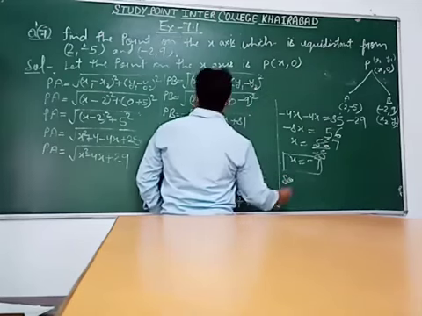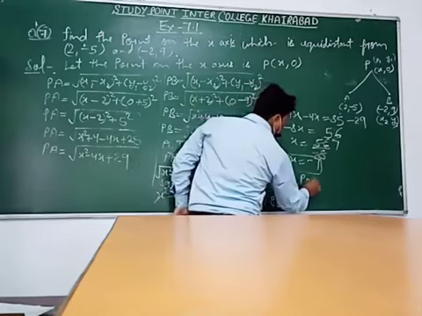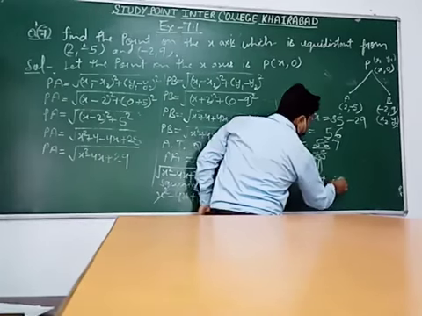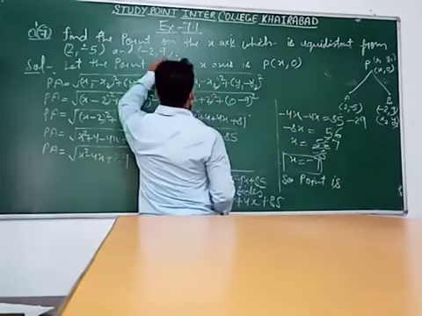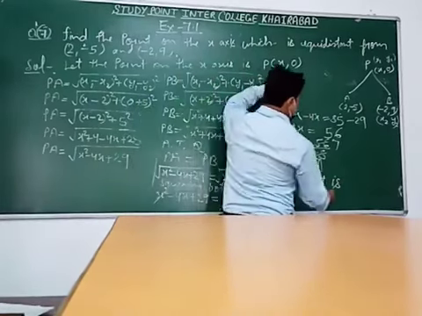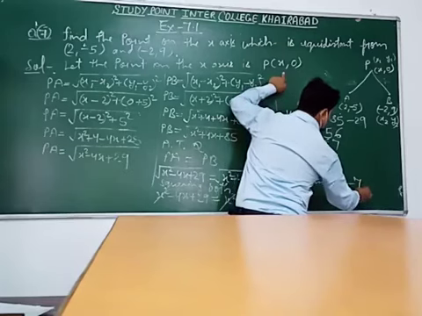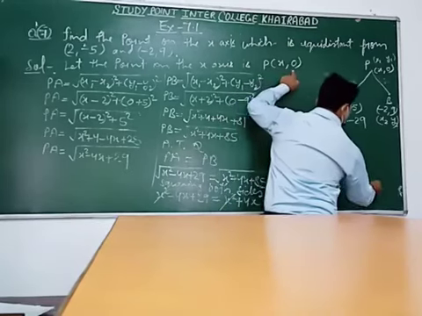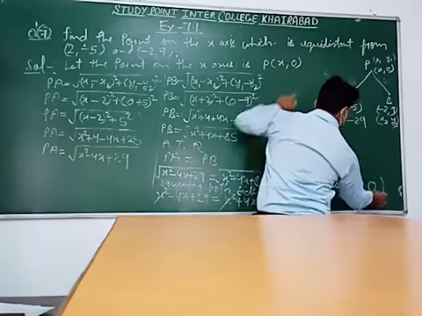So the point we assumed as (x, 0), x is minus 7, and y is also 0. So the point is (-7, 0).